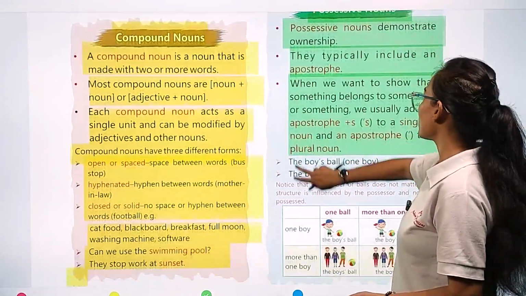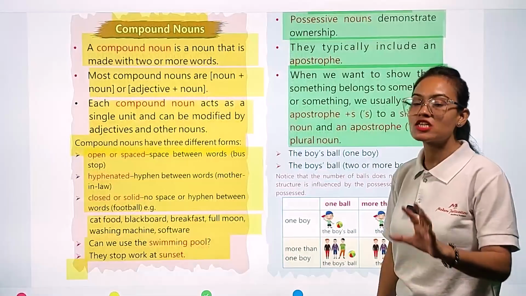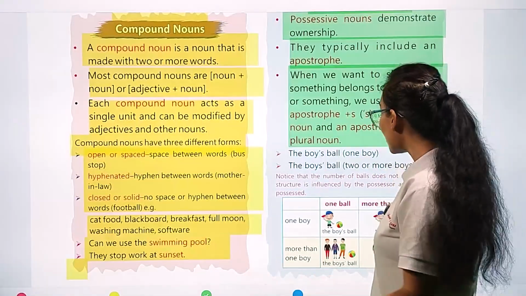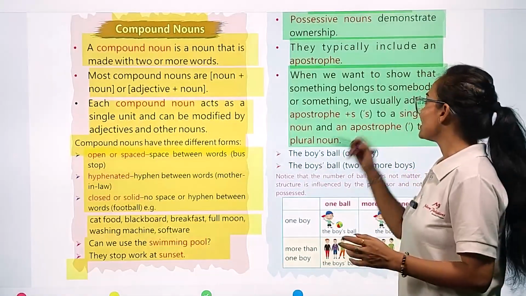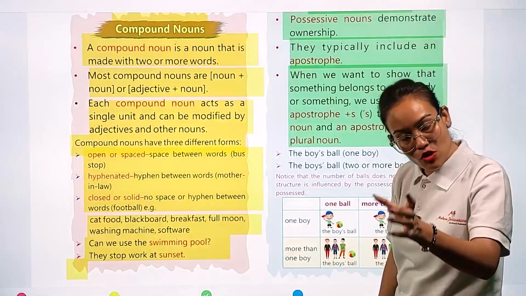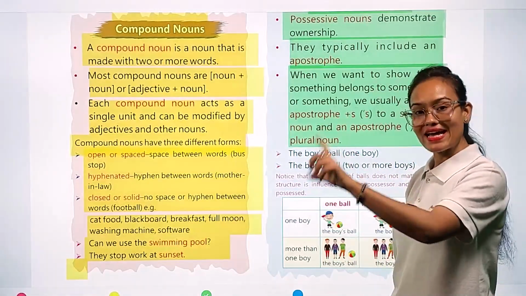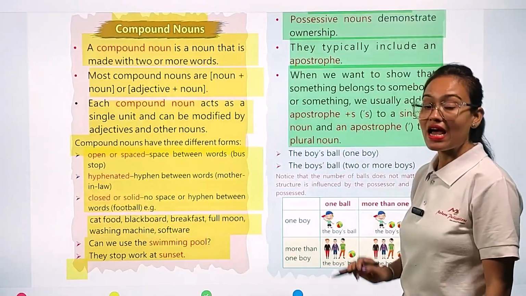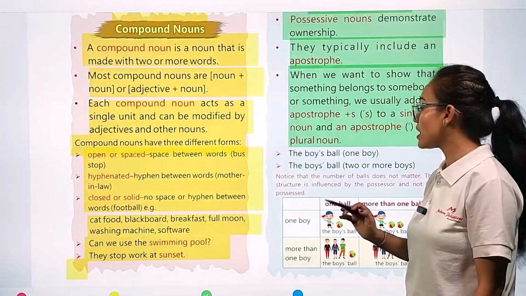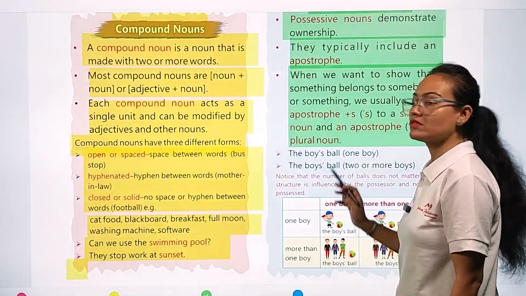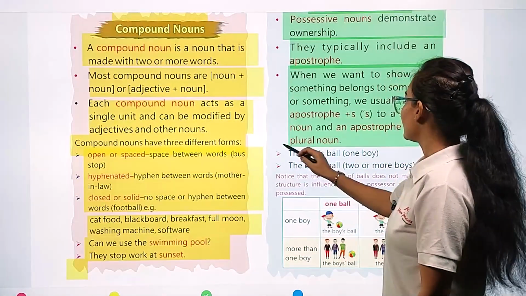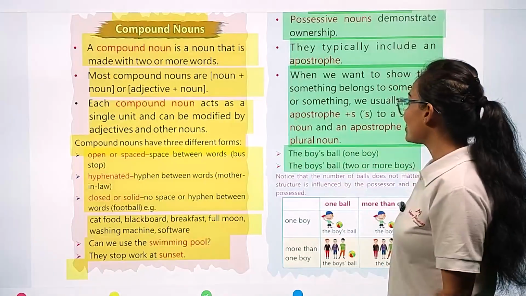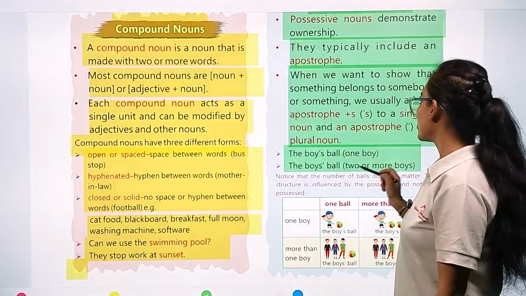Whenever, my dear students, we want to show that something belongs to someone or somebody, we always add an apostrophe as well as the letter S. In this way, for a singular noun and for a plural noun, we add the apostrophe like this. The boy's ball, one boy. The boys' ball, two or more boys.